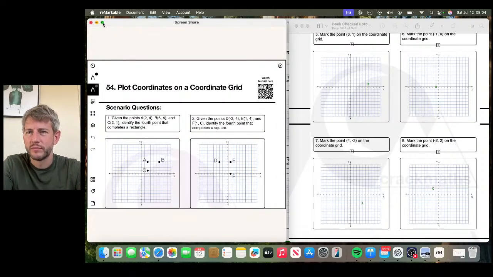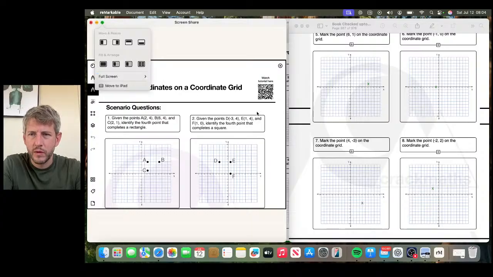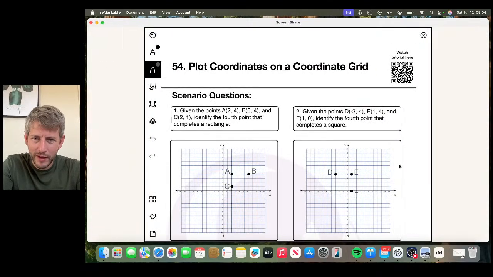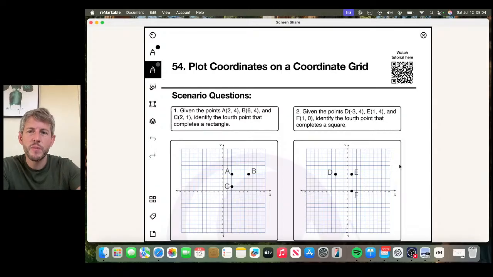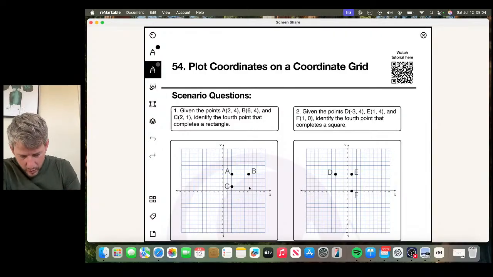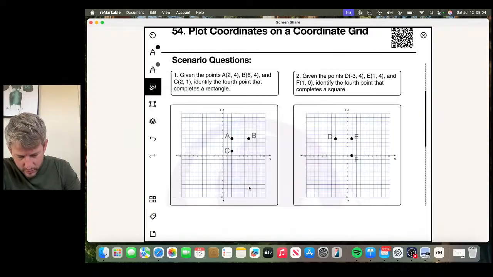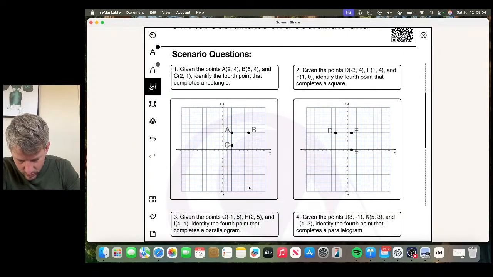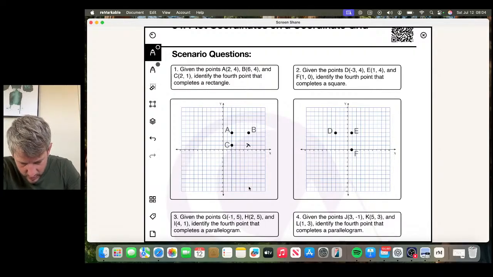Now, let's see what happens. Okay, here we go. Right, scenario. Oh, okay. These are a bit different. Okay, so given the points A, 2, 4, B, 6, 4, and C, 2, 1. Identify the fourth point that completes a rectangle. Okay, so the fourth point that will complete the rectangle will be here. It'll be here. So that is 6, 1.